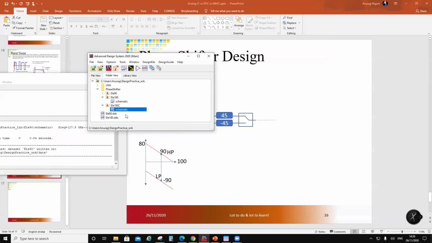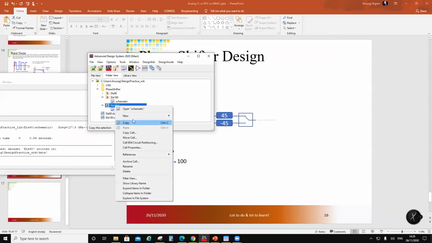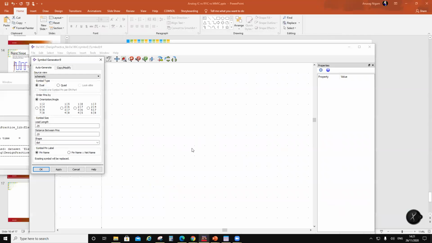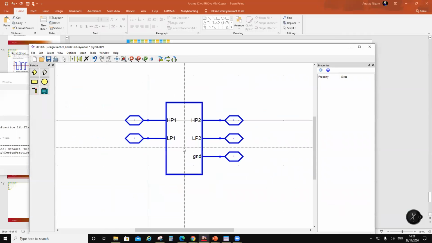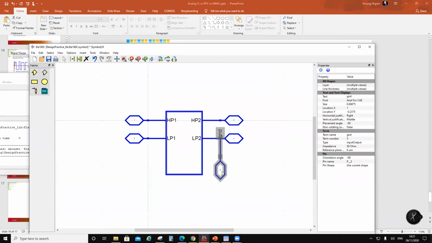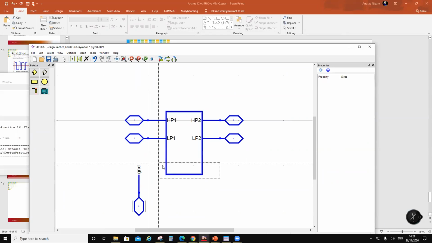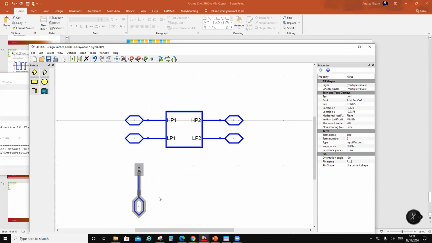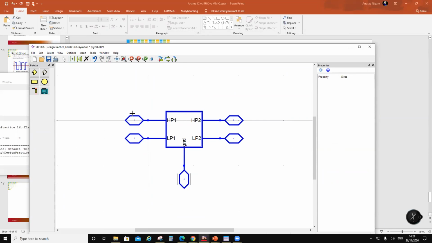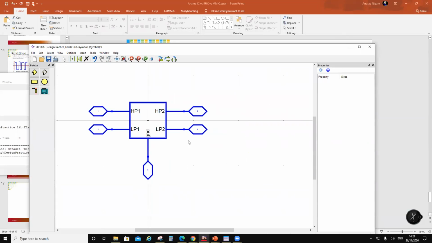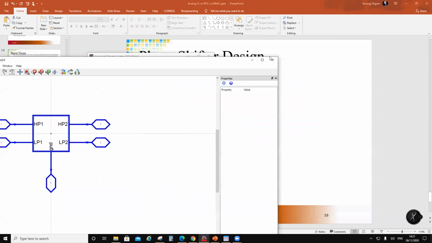I'll make a symbol for this. Okay, so new symbol, create a symbol and say okay. So high pass, low pass. And just make it smaller. Rotate this around. Done. I'm going to make this only one time. Next time, I'm just going to copy it. Okay, so this is done.